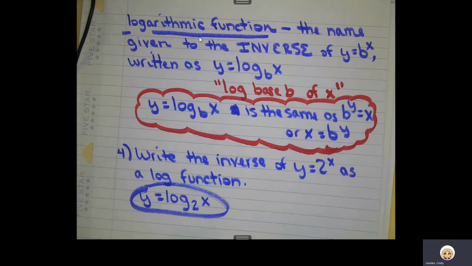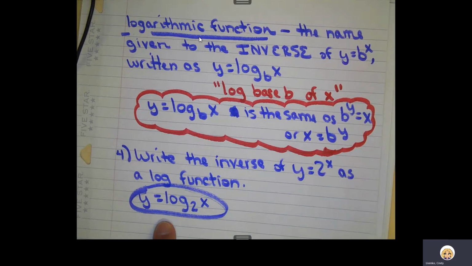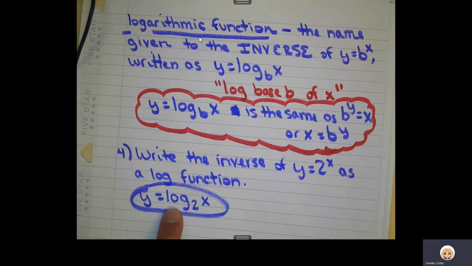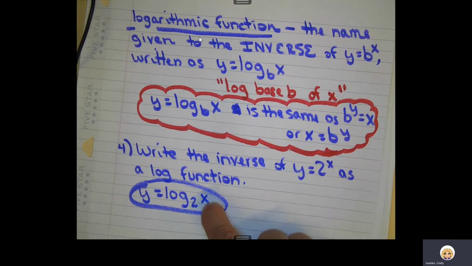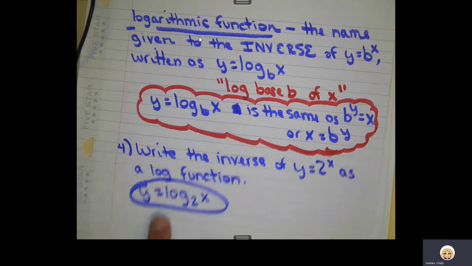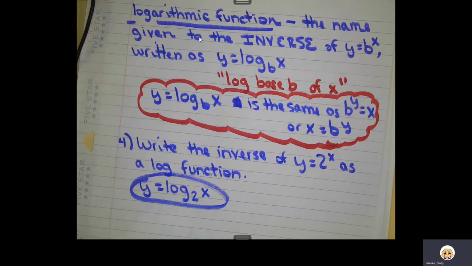So anytime we have an equation with an exponential function, to write it as a log, you just insert the word log, bring the 2 down as your base, and your exponent goes right next to it. How do you say it? You would say y equals log base 2 of x.